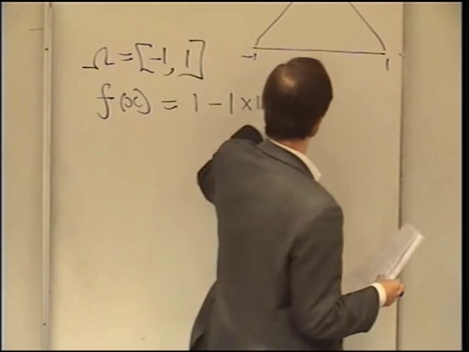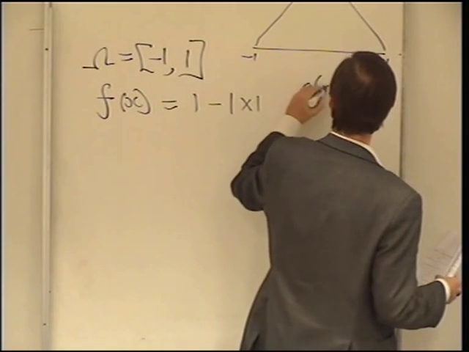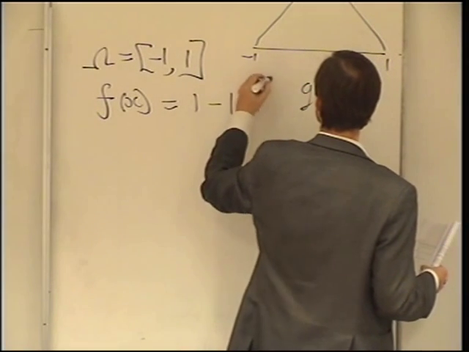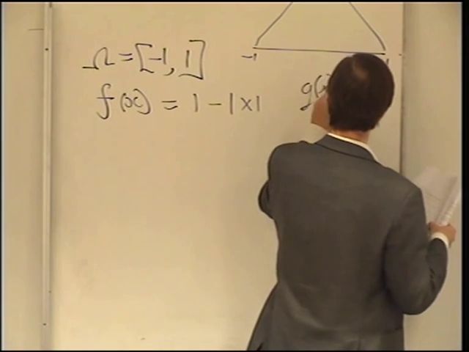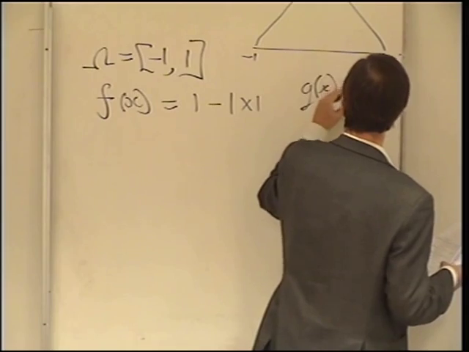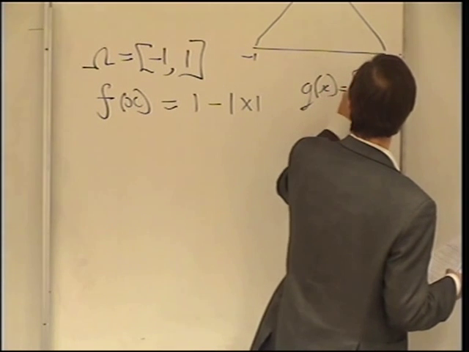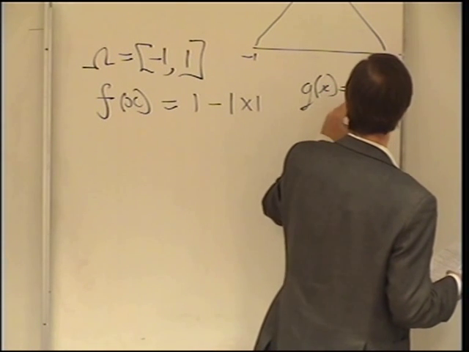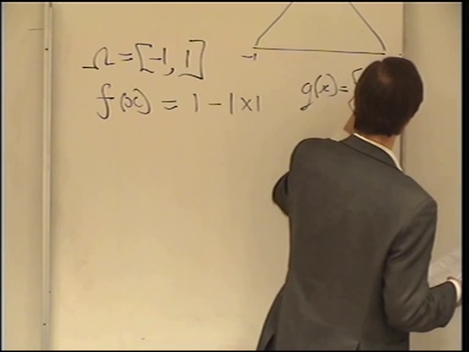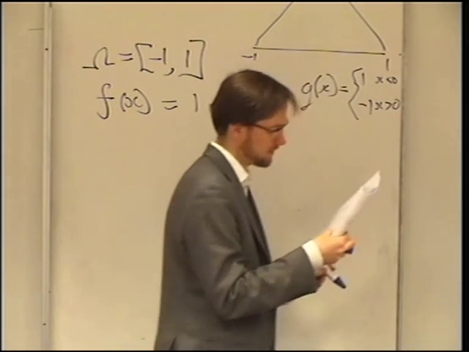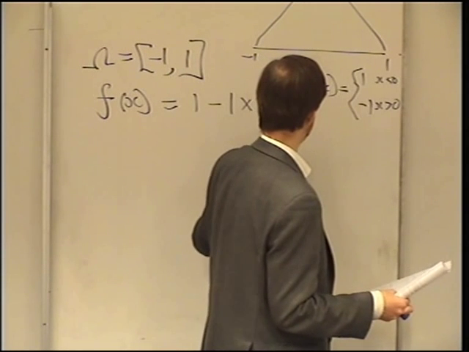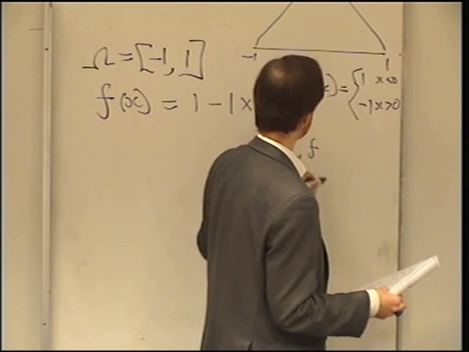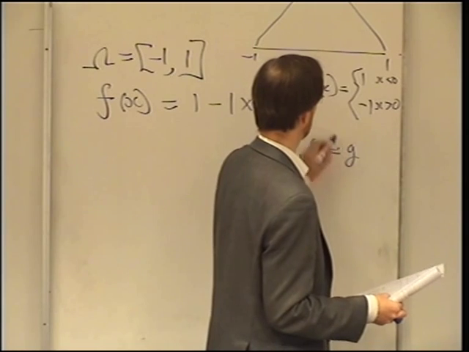So the claim is that g of x, which is equal to 1 for x less than 0 and -1 for x greater than 0, is D1 weak of f. Claim.